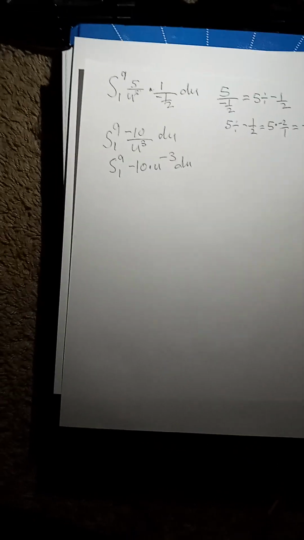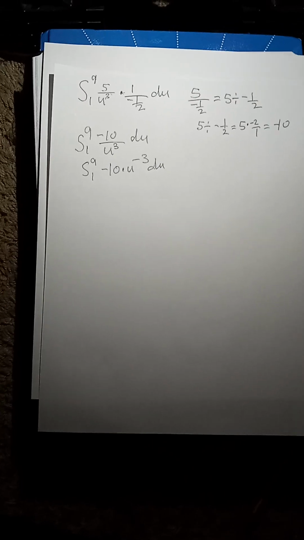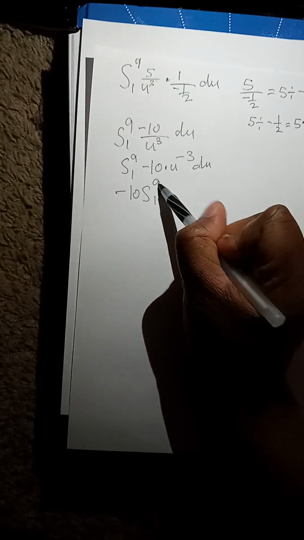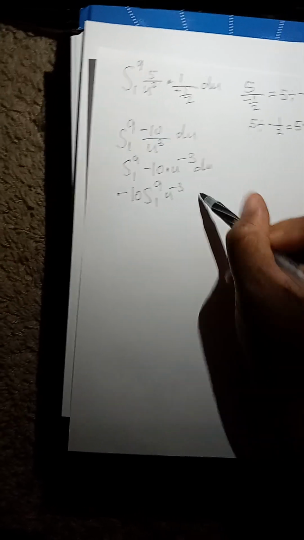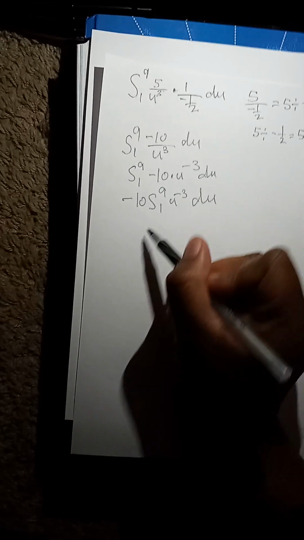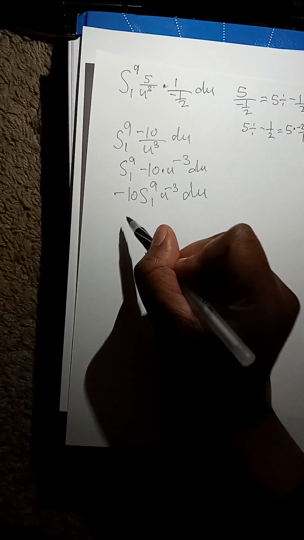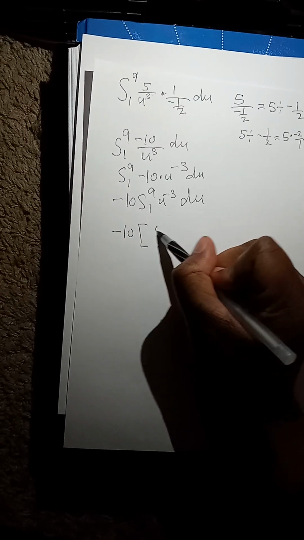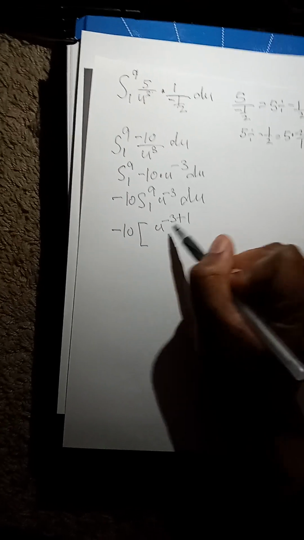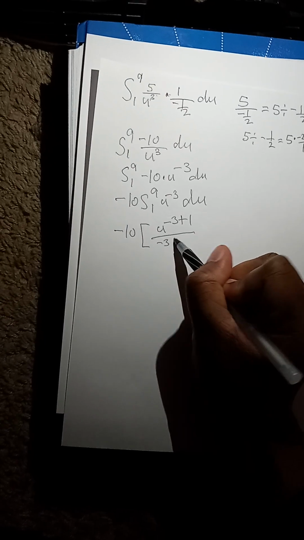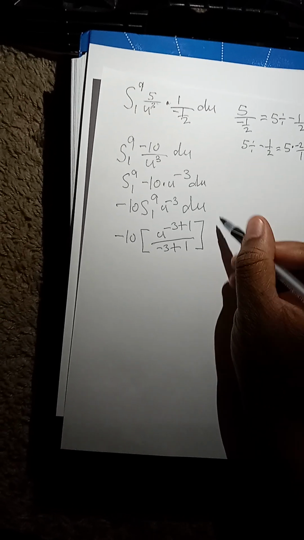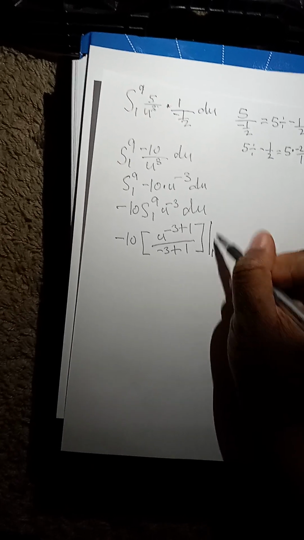And it may be easier to integrate by pulling that factor of negative 10 to the front of the integral. So let's do that. Negative 10 times the integral from 1 to 9 of u to the negative third du. And when we integrate, it's going to be negative 10 times u to the negative 3 plus 1 divided by negative 3 plus 1 from 1 to 9.